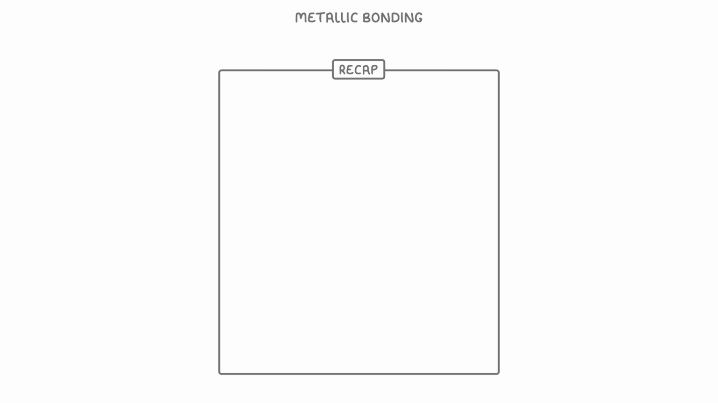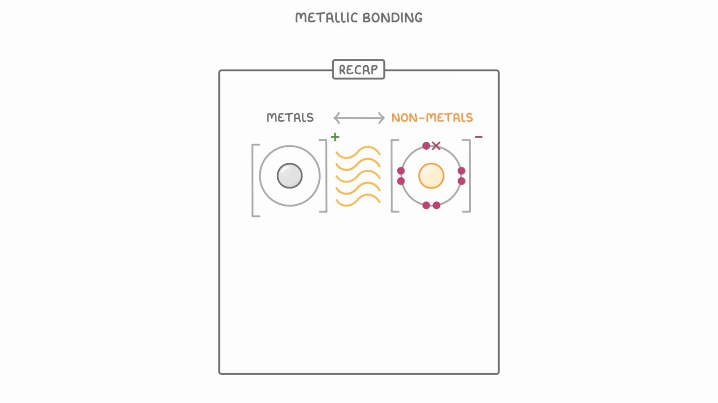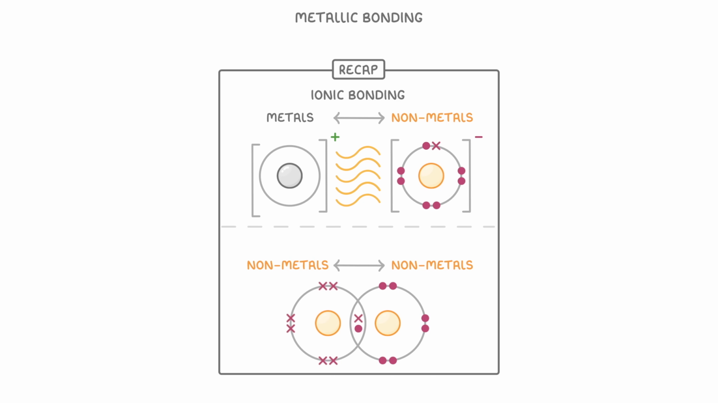To recap, we've already seen that metals bond to nonmetals through ionic bonding, and that nonmetals bond to other nonmetals through covalent bonding. Now we turn to how metals bond to other metals, which we call metallic bonding.